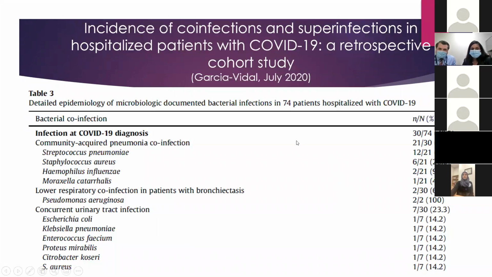And when you're looking at the organisms that they were identifying, now this one was in Barcelona, but a lot of things that they're identifying would be exactly what you'd expect, right? You're getting a lot of strep pneumo, and you're getting some Staph aureus, some Haemophilus. So these are the things that you'd expect to find, right?